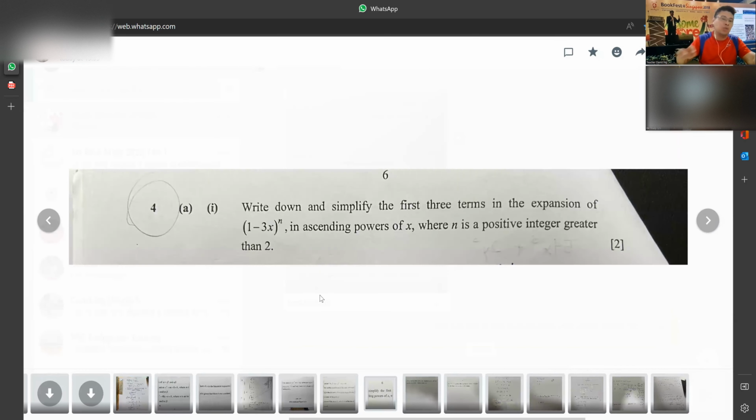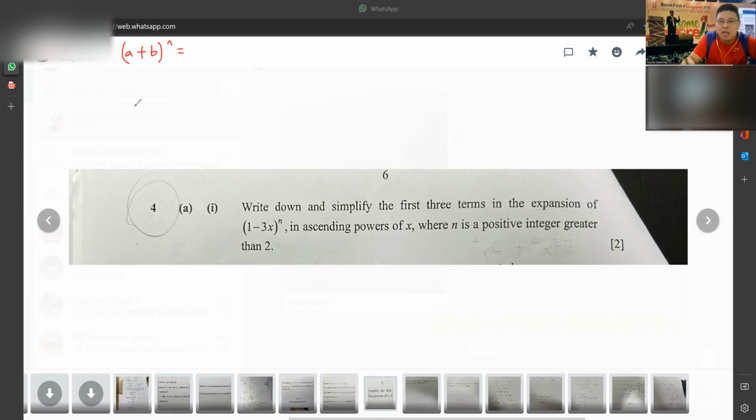Okay, the next one is to write down and simplify using the binomial theorem. This one, the n is not defined for you. The n you have to find. So let's say the n is not defined for you, right? You have to go back to your basics of binomial theorem, (a plus b) power n. You still remember your (a plus b) power n? How to expand?